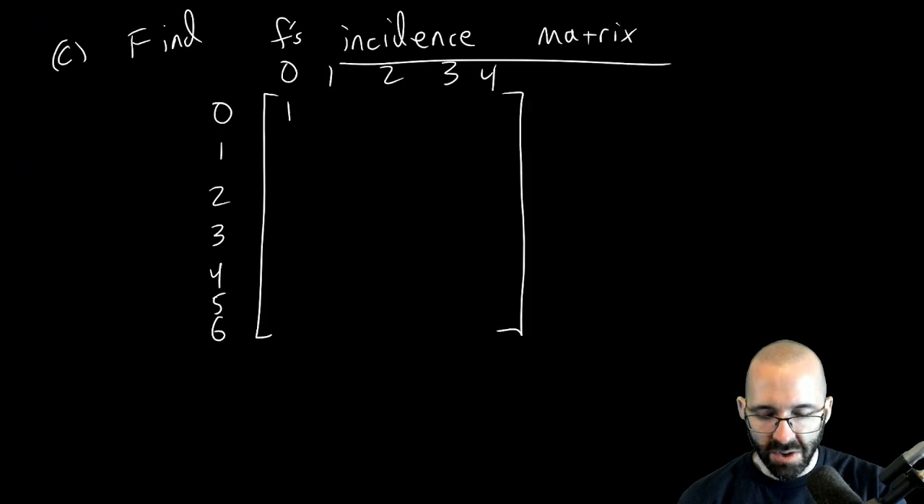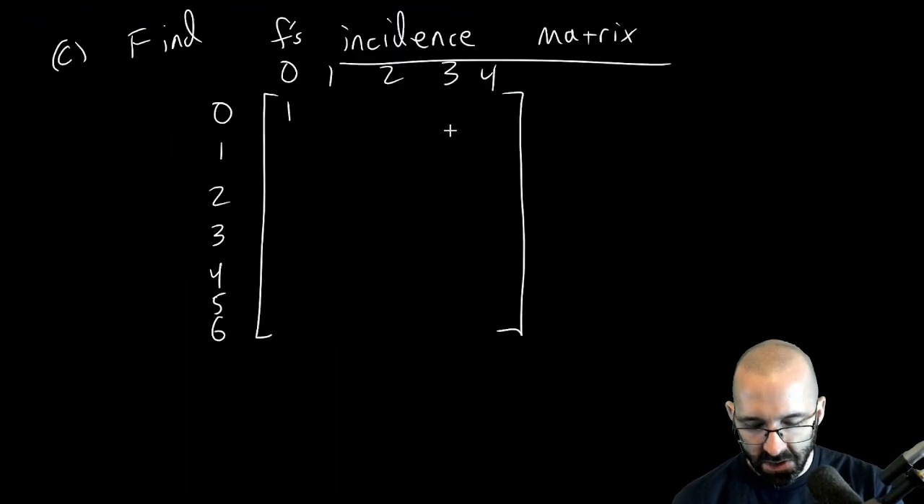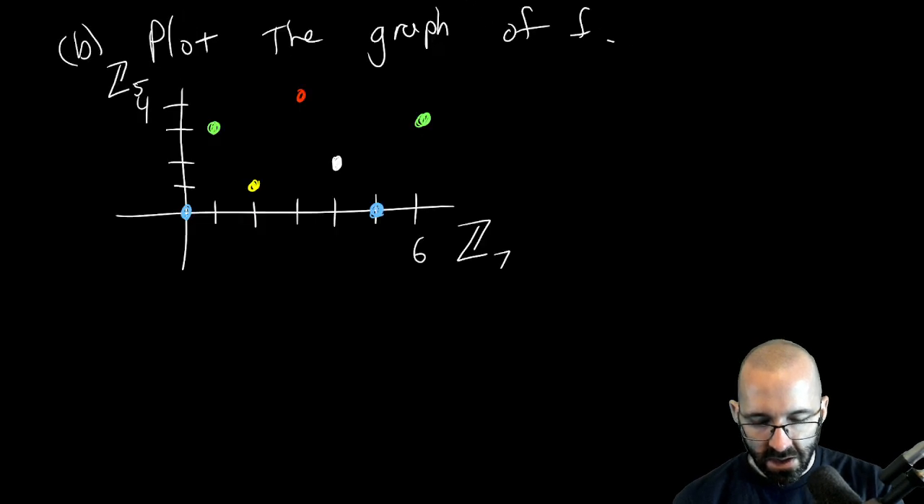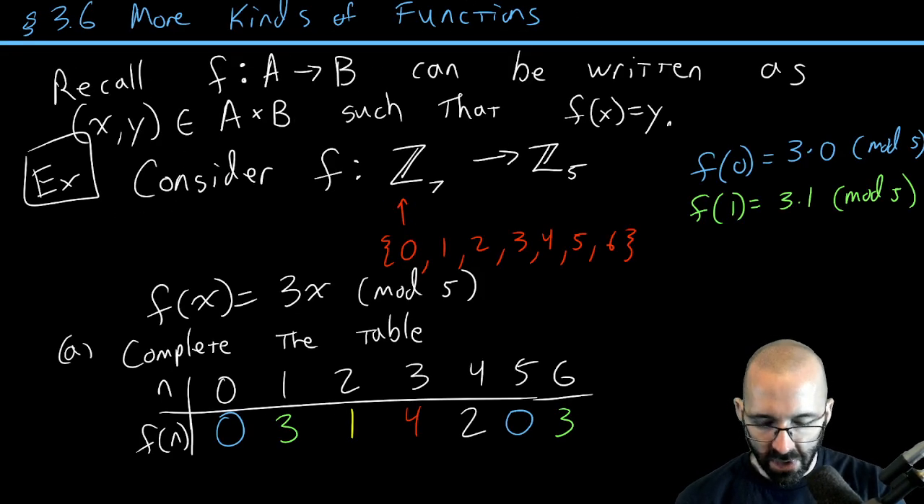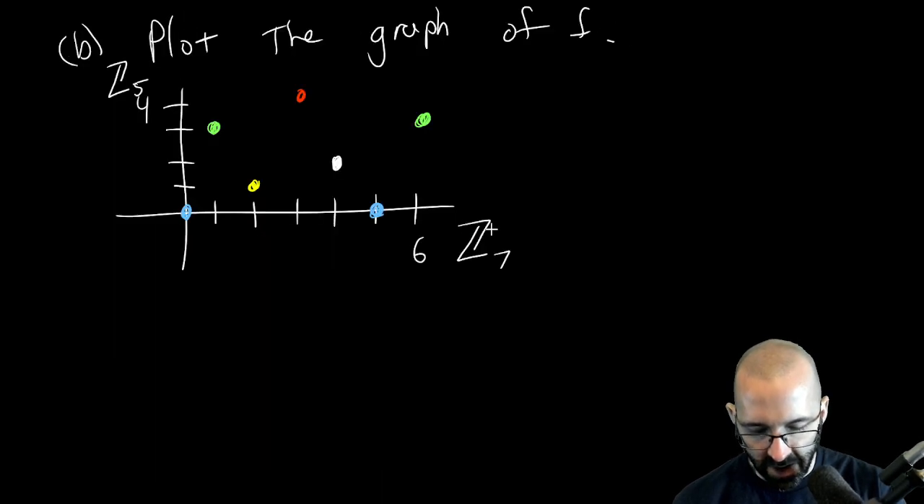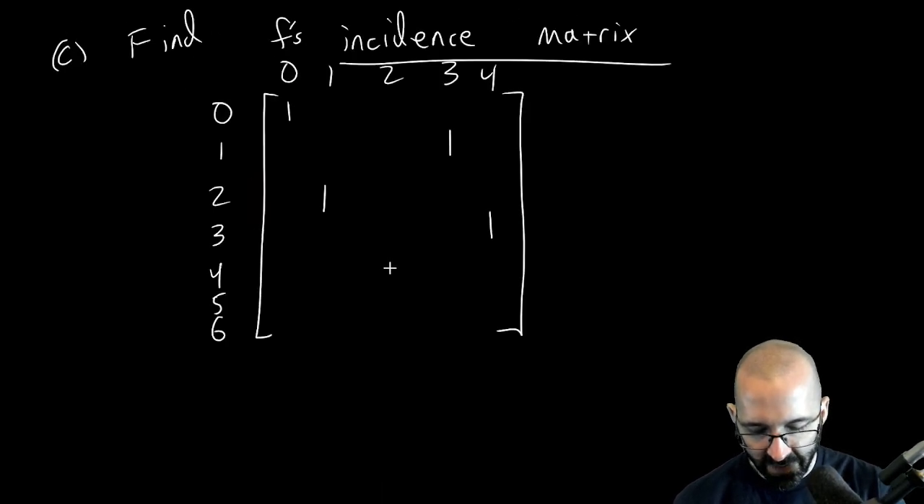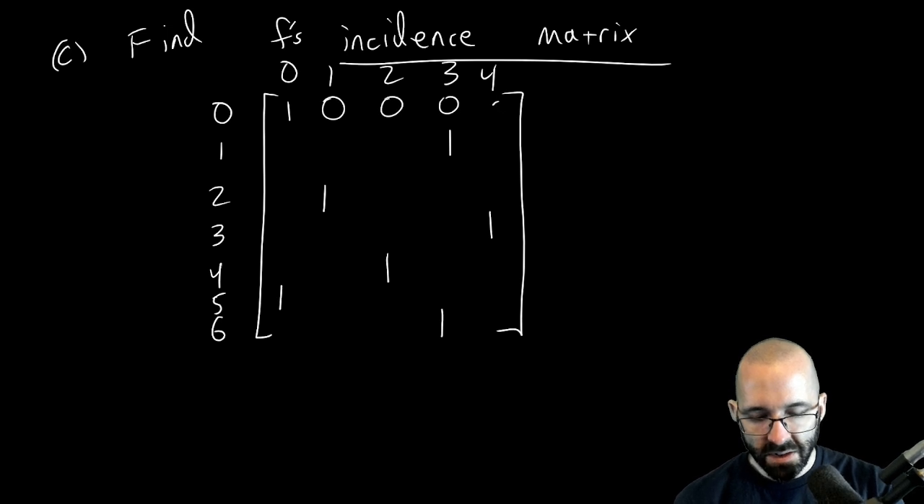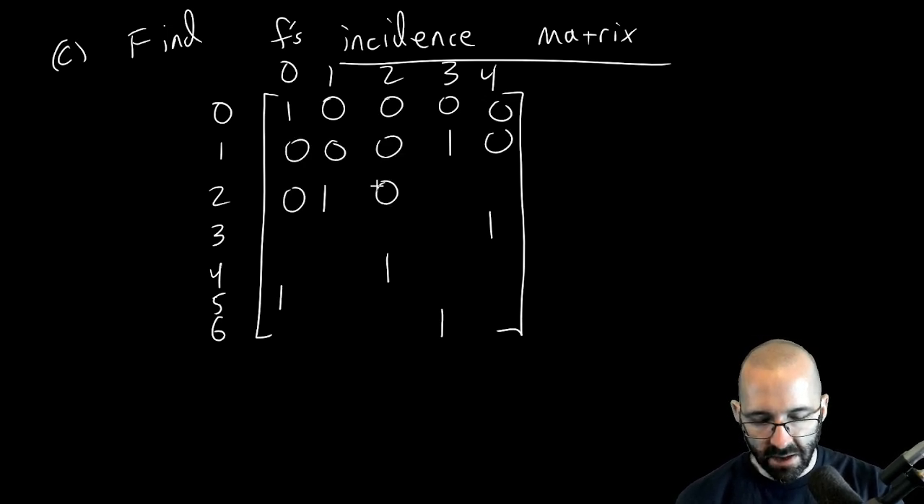1, 3, and then 2, 1. So 1, 3, 2, 1. And then 3, 4, 4, 2. Oh, I know I'm going to mess this up. 3, 4, 4, 2, 5, 0, 6, 3. And everything else in this matrix is a 0.